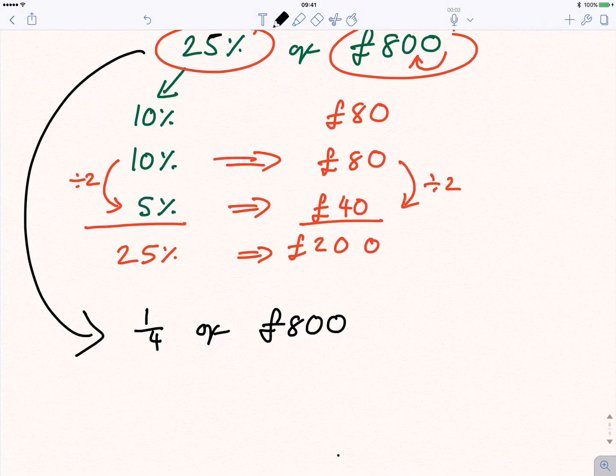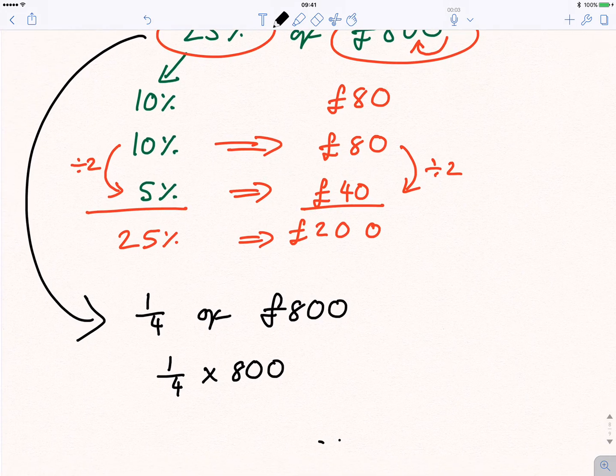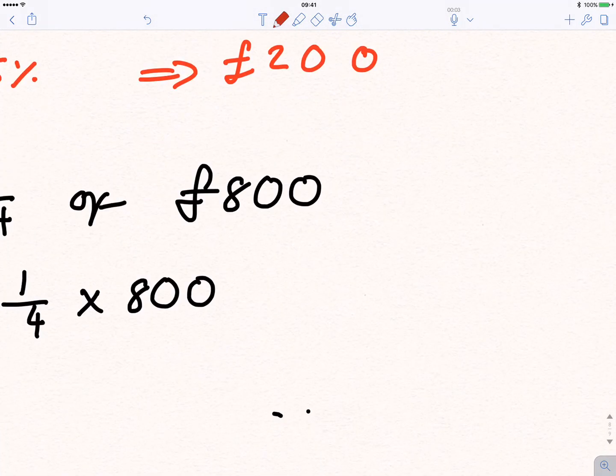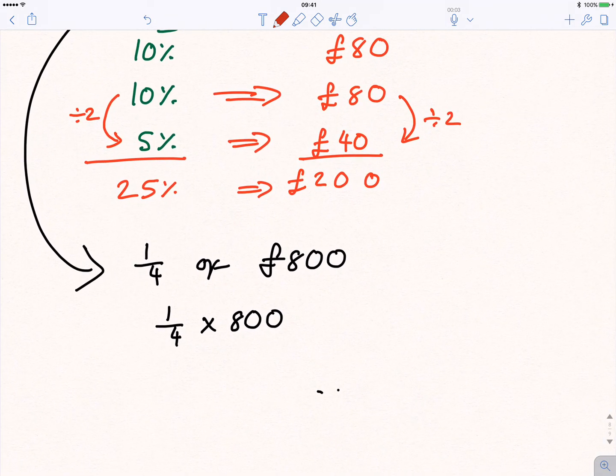Now, remember what I taught you. In fractions, of means times. So in other words, a quarter of £800 means a quarter times 800. And when we multiply by a quarter, we can simplify this. 800 divided by 4 is just 200. And then 200 times 1 is just 200. So a quarter of £800 is just £200.